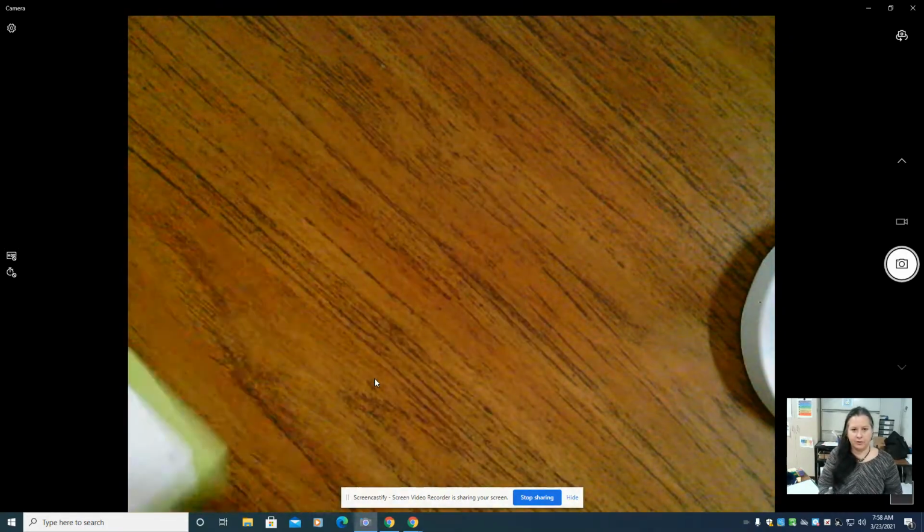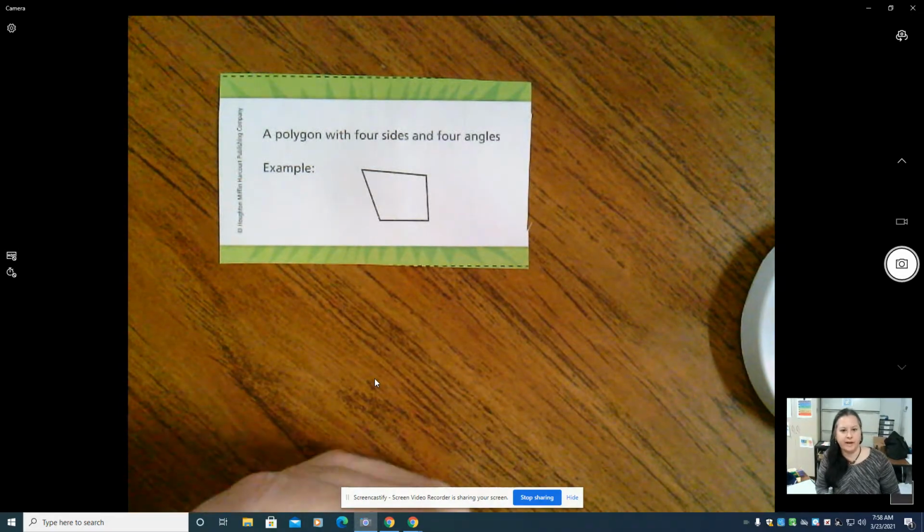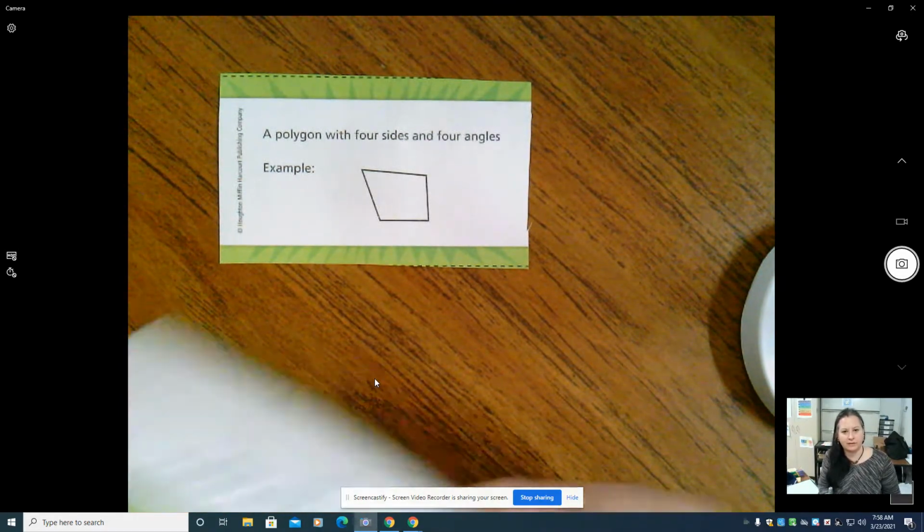Quadrilateral. Remember, quad means four. It is a polygon with four sides and four angles. Quadrilateral has four sides, four angles.